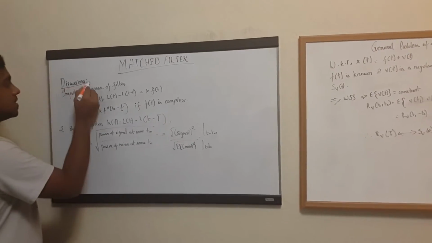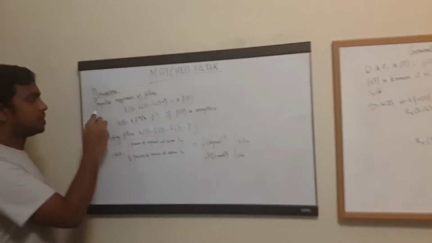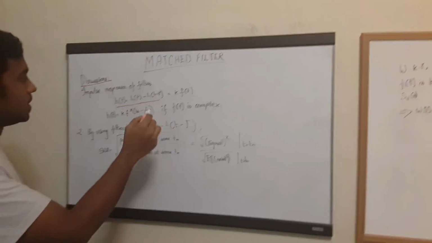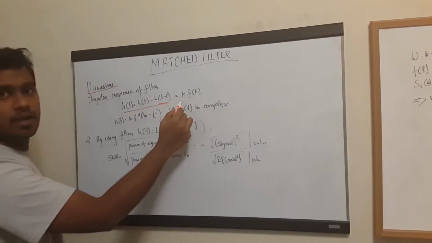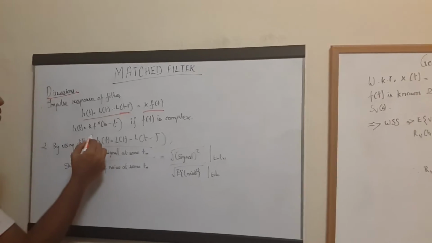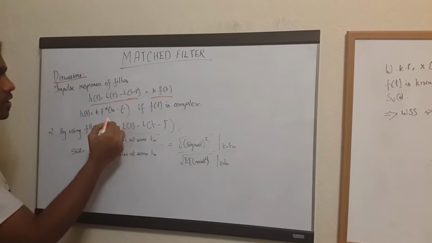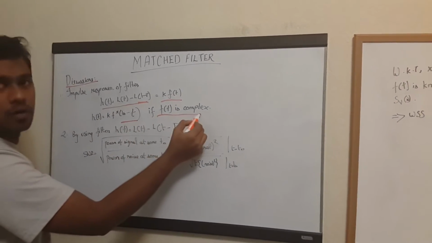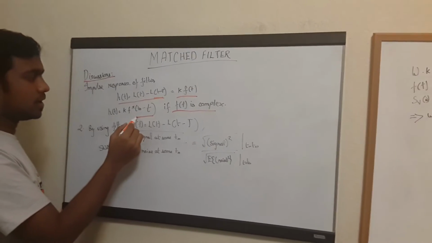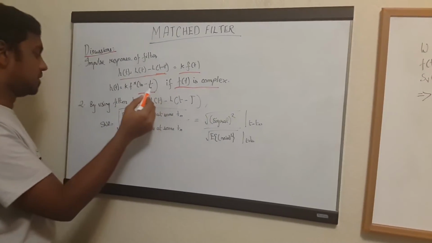Let's proceed with the discussions. First, the impulse response of the filter h of t, given by L of t minus L of t minus T, can be written as k into f of t. So h of t equals k into f conjugate of t0 minus t if f of t is complex. So when f of t is complex, we can write h of t equal to k into f conjugate of t0 minus t.